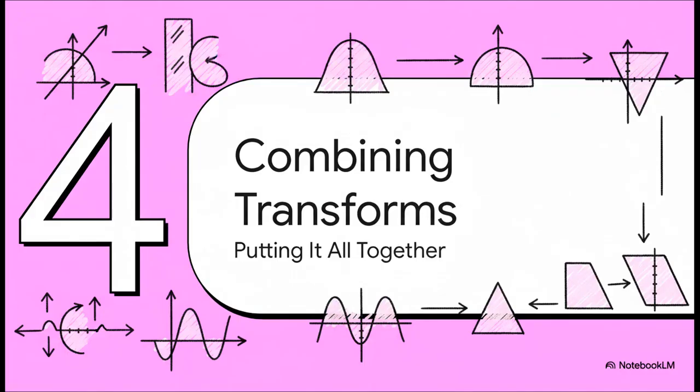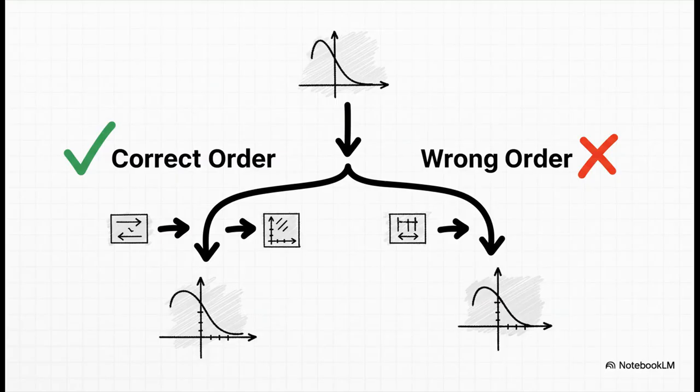So we have our tools, right? We can shift, we can reflect, we can stretch. Now let's put it all together and see how we can combine them to build some really interesting and complex functions. Now listen up, because this is incredibly important. When you start mixing and matching these transformations, the order you do them in matters a lot. If you have a shift and a reflection, doing them in the wrong order will give you a completely wrong graph. You need a system.